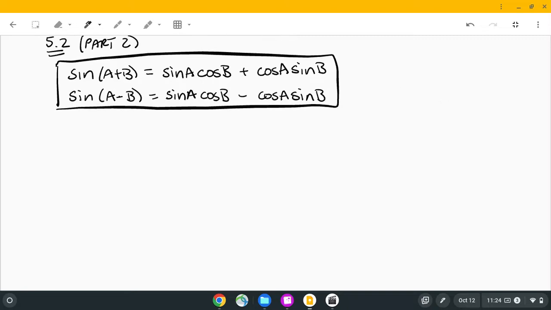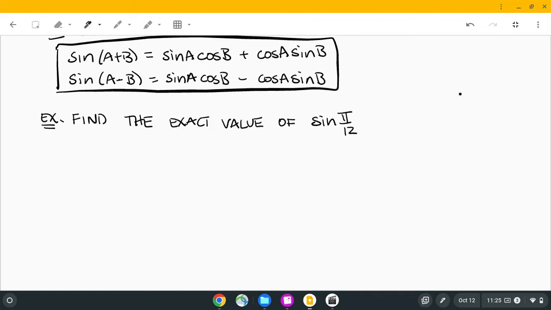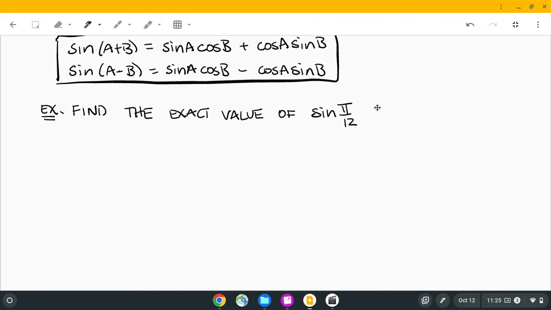Okay, so let's see here. So let's find, it works the same way. So that's why this video is very short. So find the exact value of, it's going to be an angle we don't have memorized, sine pi over 12. Okay, so now we're in radians. When we looked at cosine, we were in degrees. So radians, it's helpful to have them written down, but let's take a look.